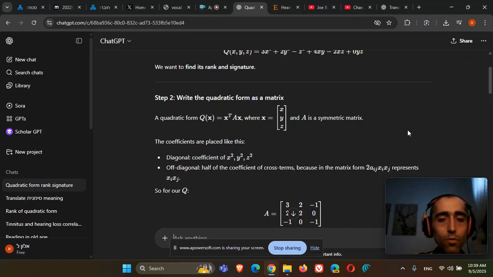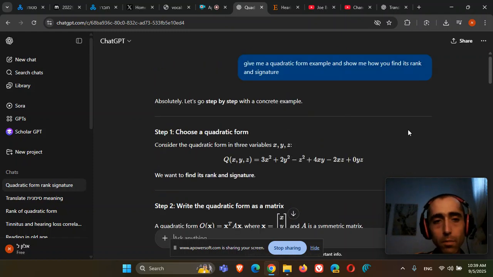Okay, so let's go throughout the quadratic form example that ChatGPT gave me, just in order to show you how I can find the rank of a quadratic form and how I can find the signature of a quadratic form. So a quadratic form is built from a symmetric matrix that represents it, and let's start by showing you this is a quadratic form. It has coefficients and variables, and this is a quadratic form with three variables.